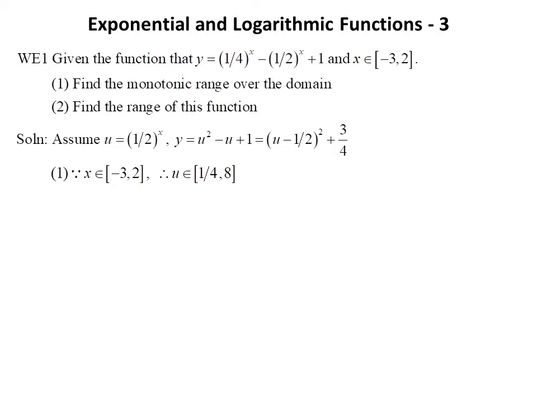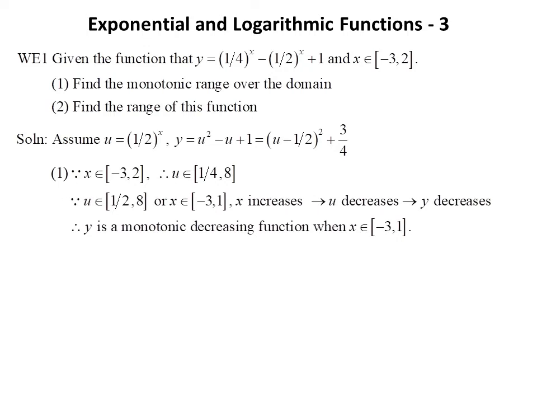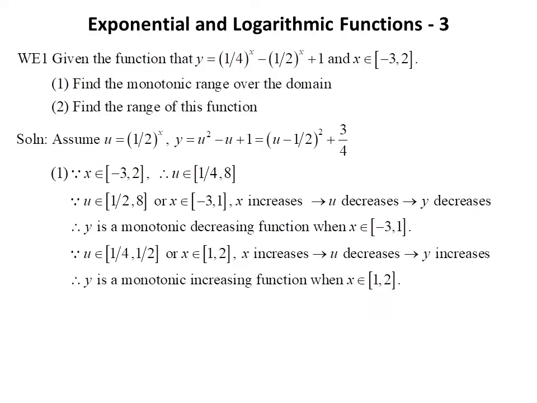Since x is between -3 and 2, the corresponding u is between 1/4 and 8. Please note, when x increases from -3 to 1, the corresponding u decreases from 8 to half. Hence, y is a monotonic decreasing function when x is between -3 and 1. However, when x increases from 1 to 2, the corresponding u decreases from half to 1/4. Hence, y is a monotonic increasing function when x is between 1 and 2.